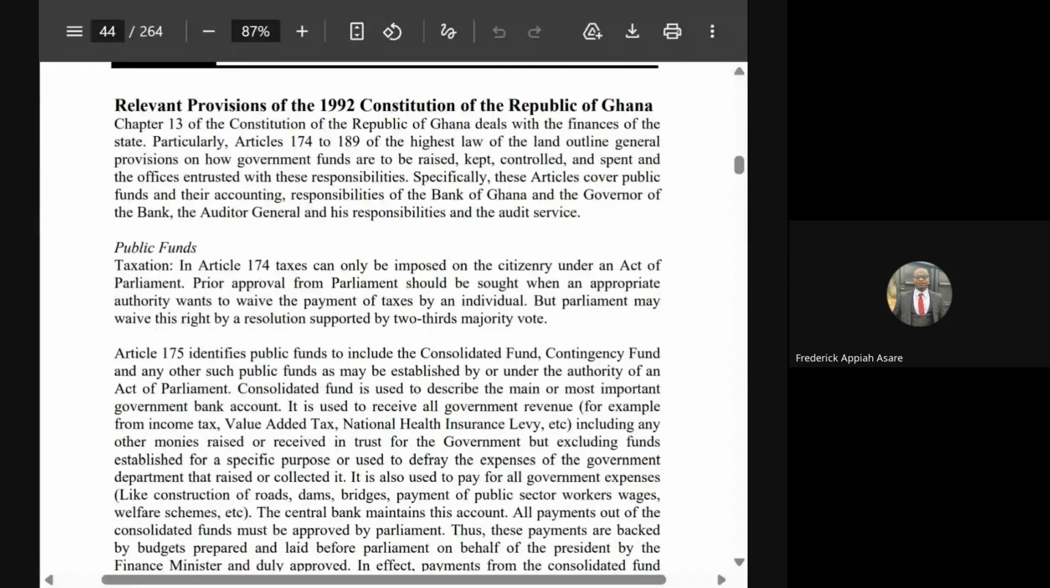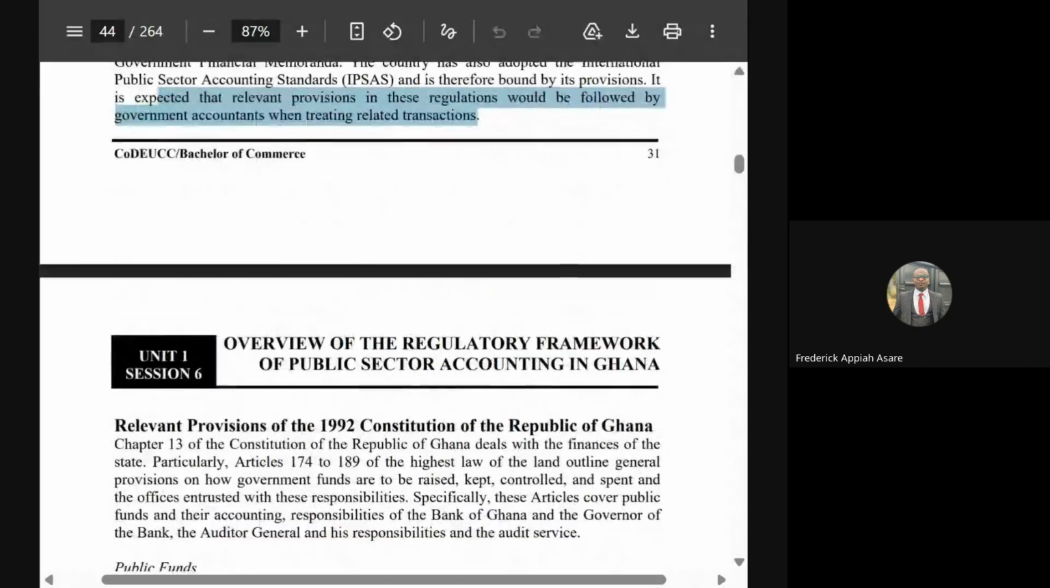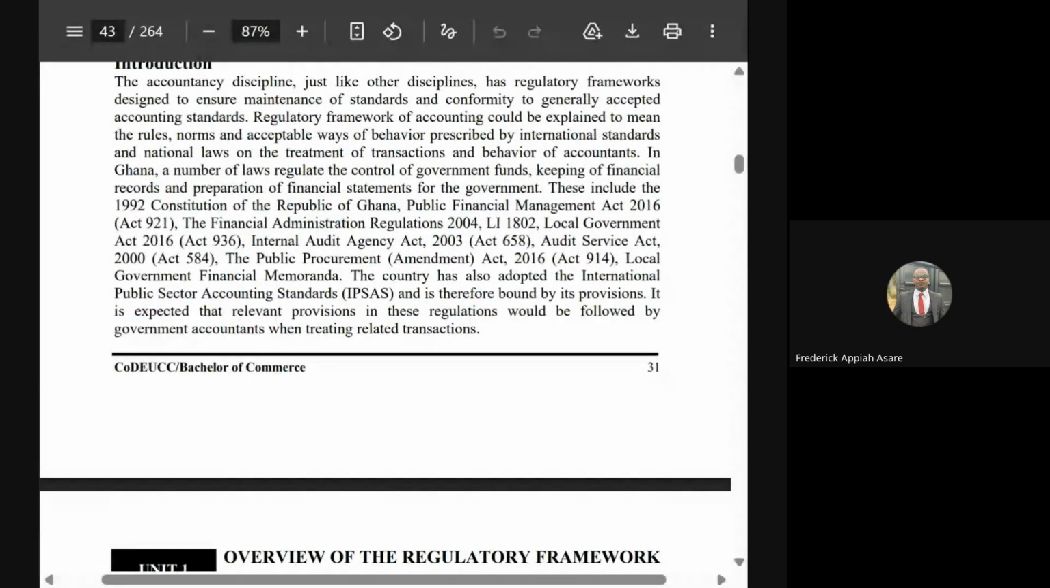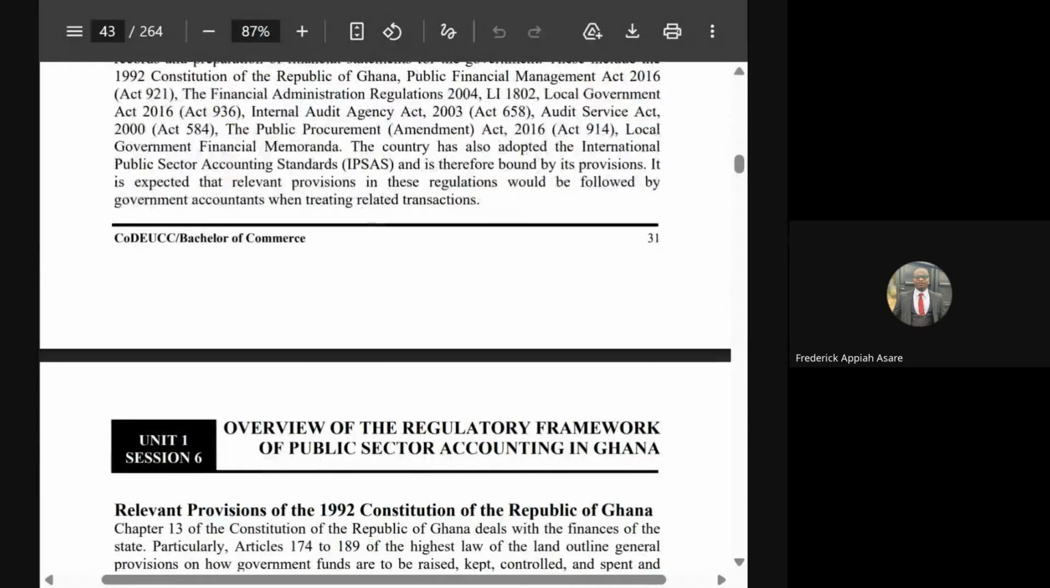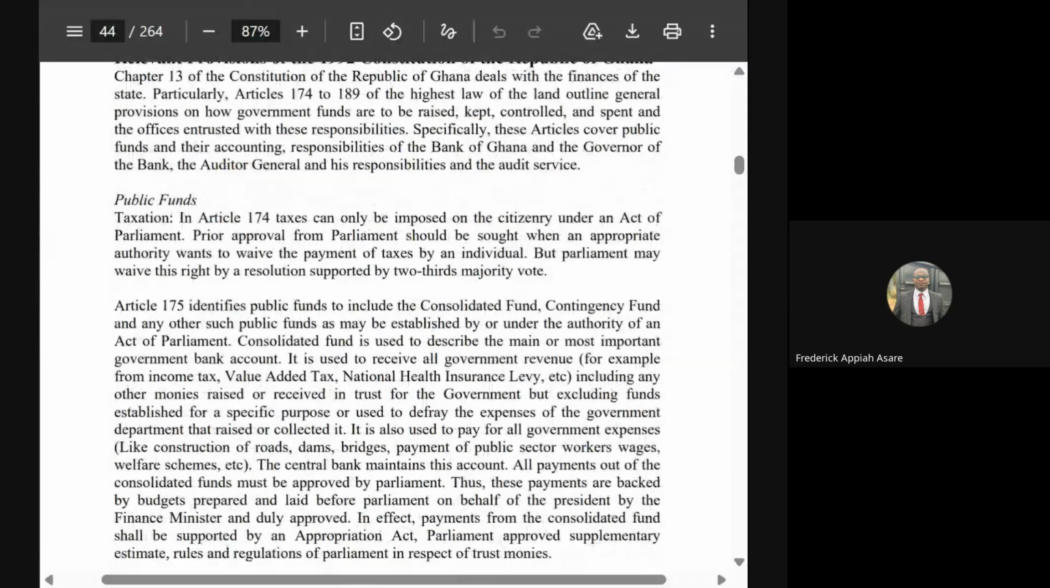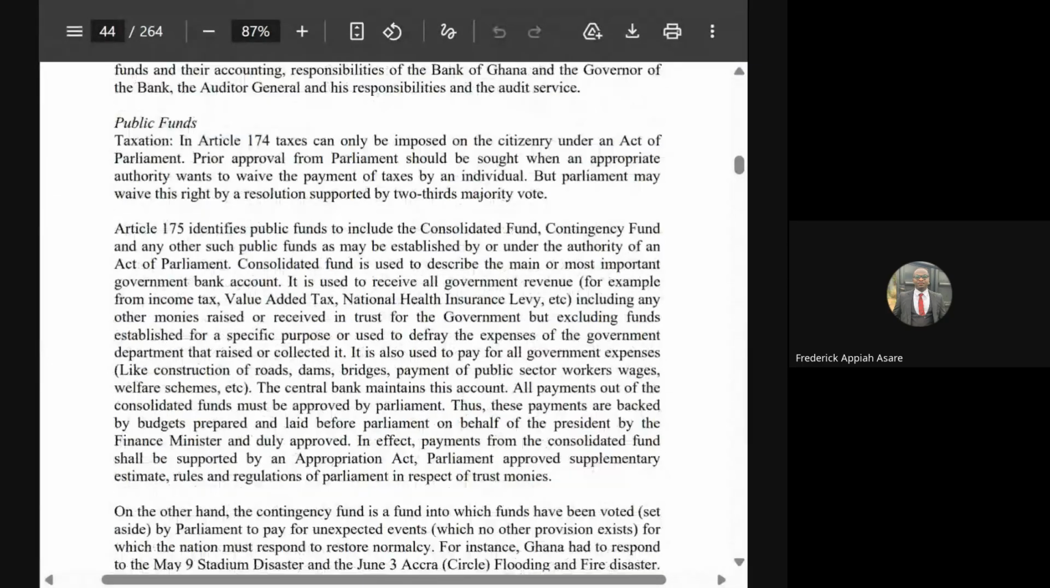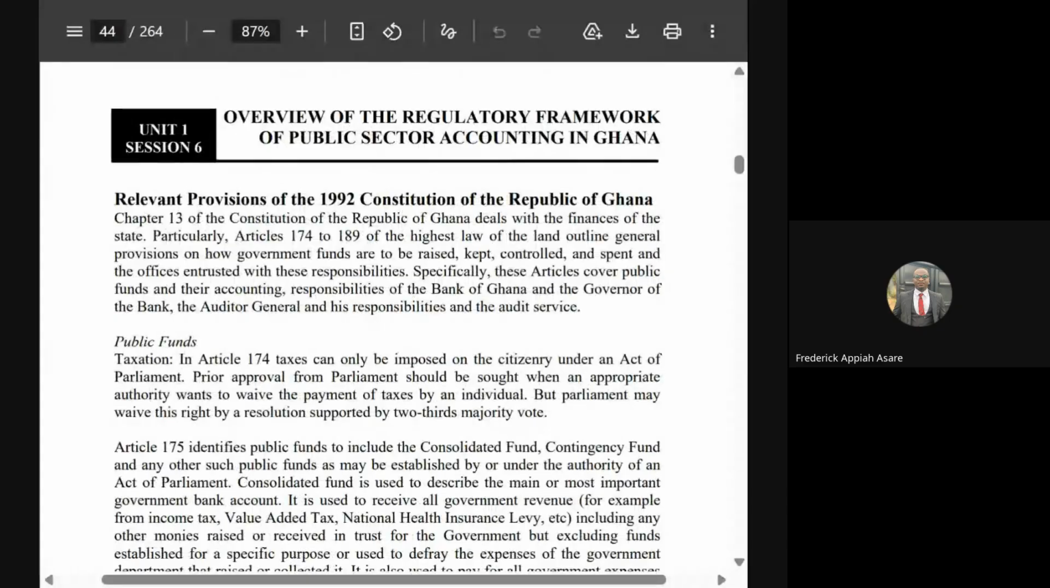Now, let's look at some of the relevant provisions. So, all the regulatory acts that I mentioned here, we are going to look at the sections of it that we will need in the preparation of this public sector accounting. So, when you take the 1992 Constitution, the part that we are going to be interested in is chapter 13 of the Constitution of the Republic of Ghana. And this deals with the finances of the state.